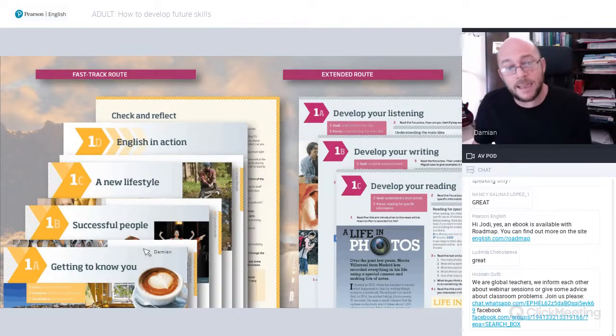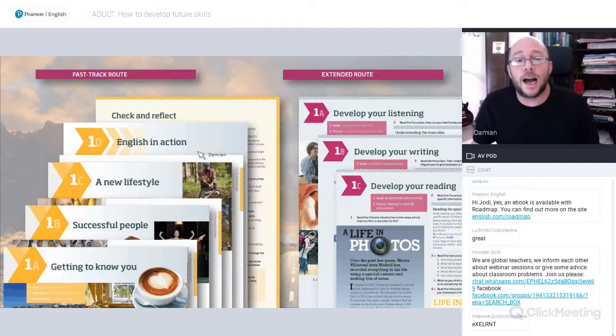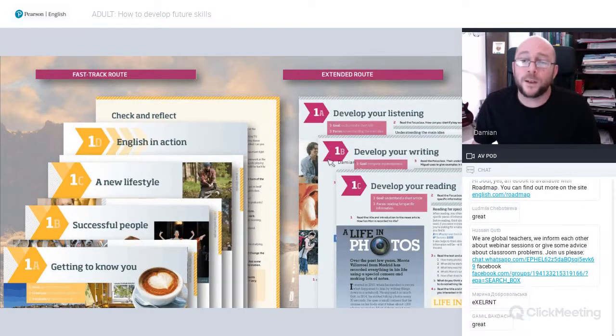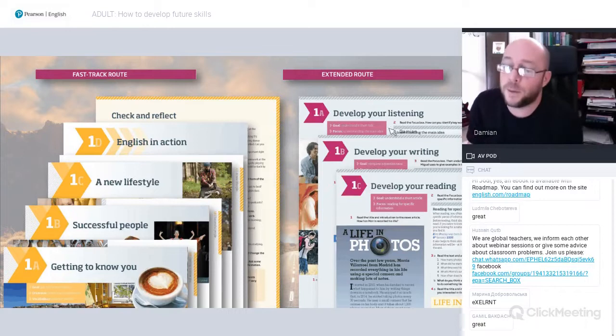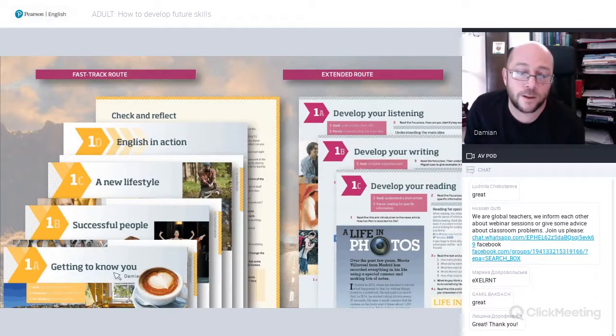Now, the main fast track route has as its main goal speaking for every lesson. However, there is some practice of reading, listening, writing as well. What we do include, however, is the extended route. So linked to each of these first 3 lessons in each unit, we have something that's related by topic, but we work on developing a specific sub-skill. So for example, 1A, you can either go on to 1B, or you can do the extra work on listening.